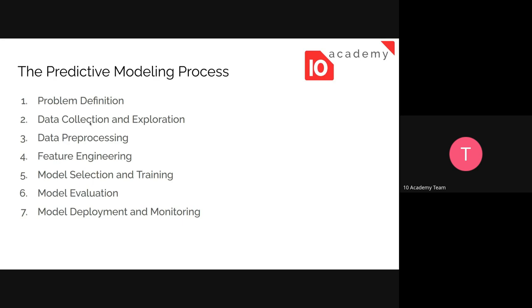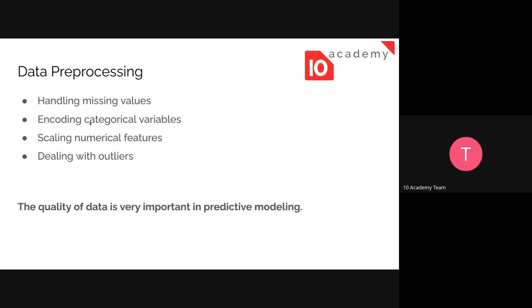We can select the model that we want to use, train our model based on our training data, and evaluate its performance. And then deployment and monitoring. So for the data pre-processing, the first thing is handling missing values.